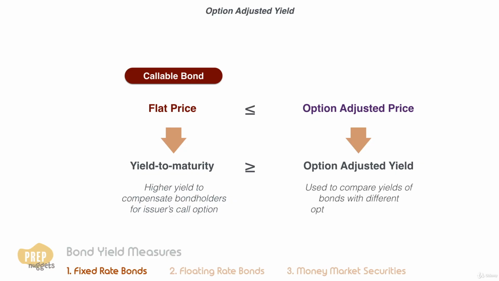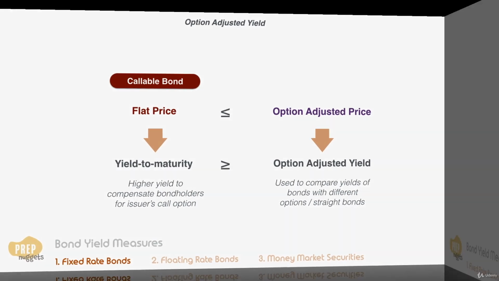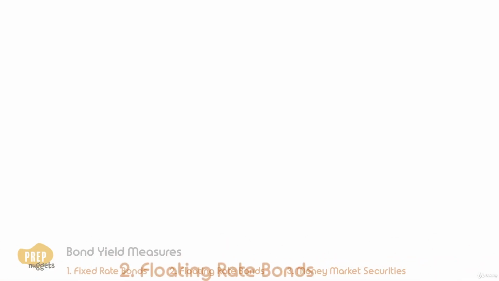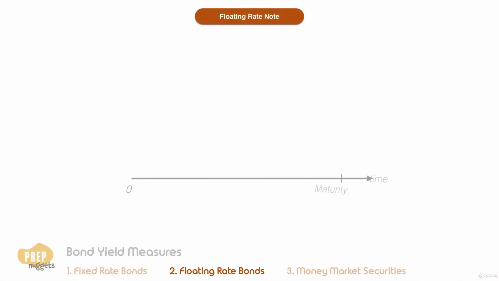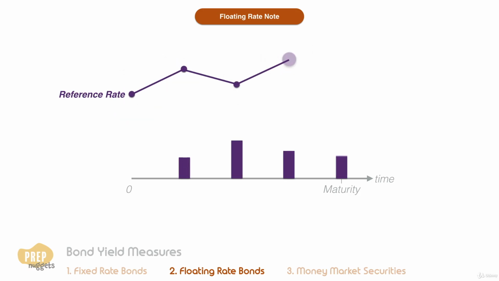The option-adjusted yield can be used to compare the yields of bonds with various embedded options to each other or similar straight bonds. Let's move on to floating rate notes. Recall that the coupon rate on a floating rate note is the reference rate, plus or minus a fixed margin.